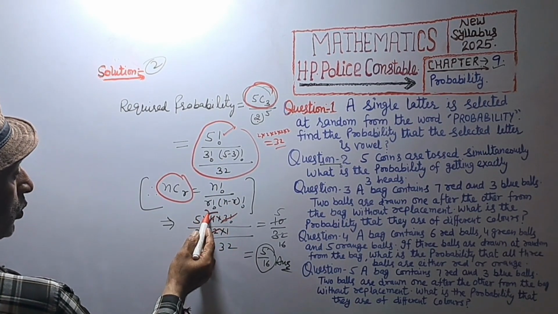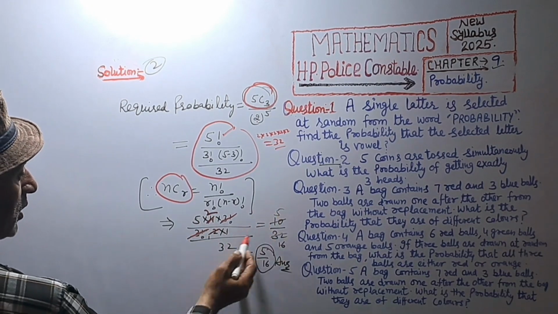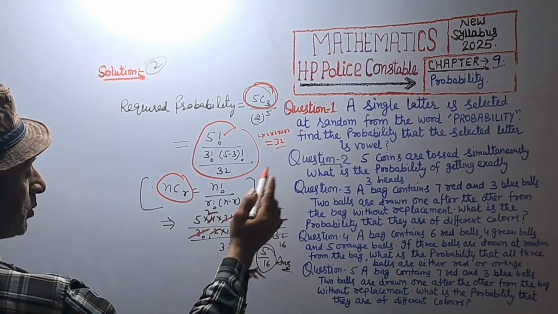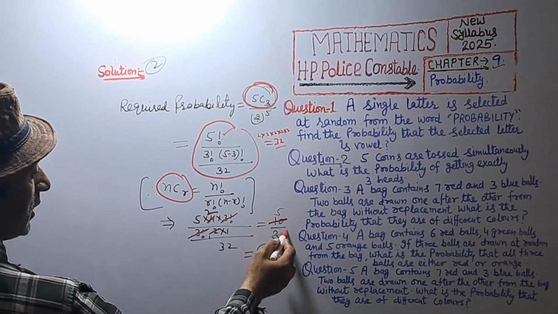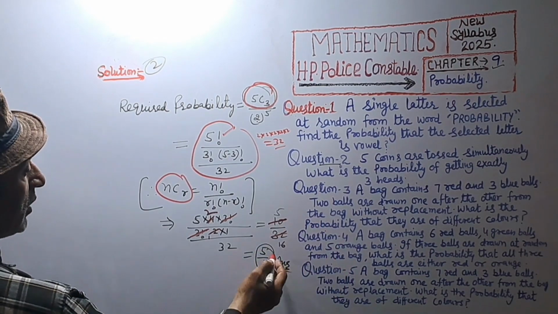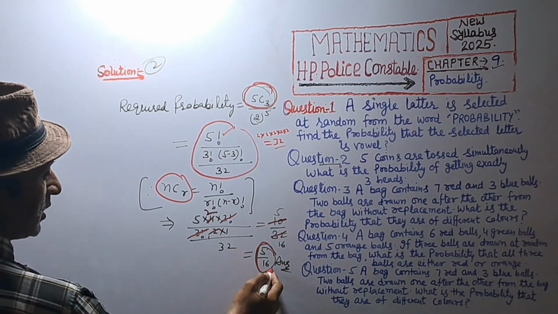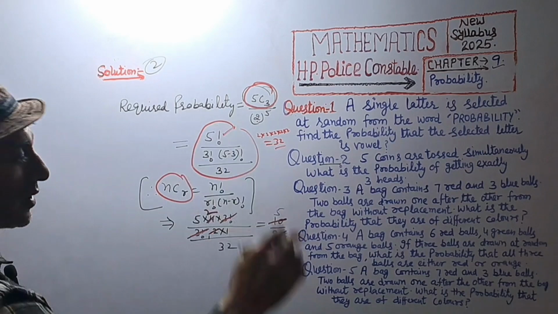So we get 5 twos are 10 upon 32, which is divisible by 2 once again. 5 twos are 10 and 16 twos are 32. We get 5 upon 16. Answer.